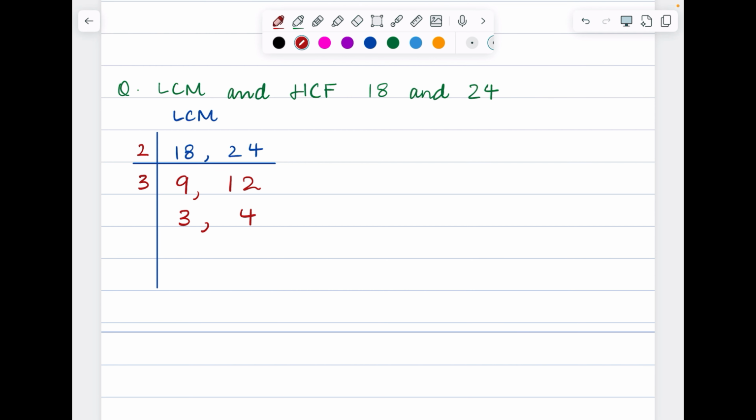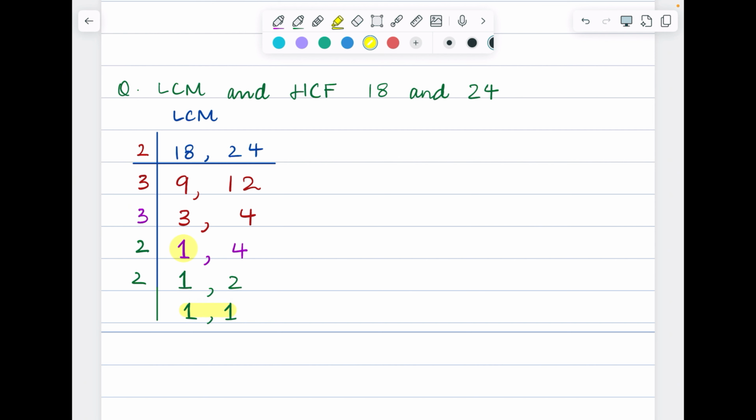Now 3 and 4 are no longer divisible by the same number. So I can choose 3 now and just divide, 1, 4. Then we already have 1 for one of the numbers, but we have to make the other one 1 as well. So we'll divide by prime numbers only. This will become 1, 2. Another 2, so 1, 1, and our answer is achieved.